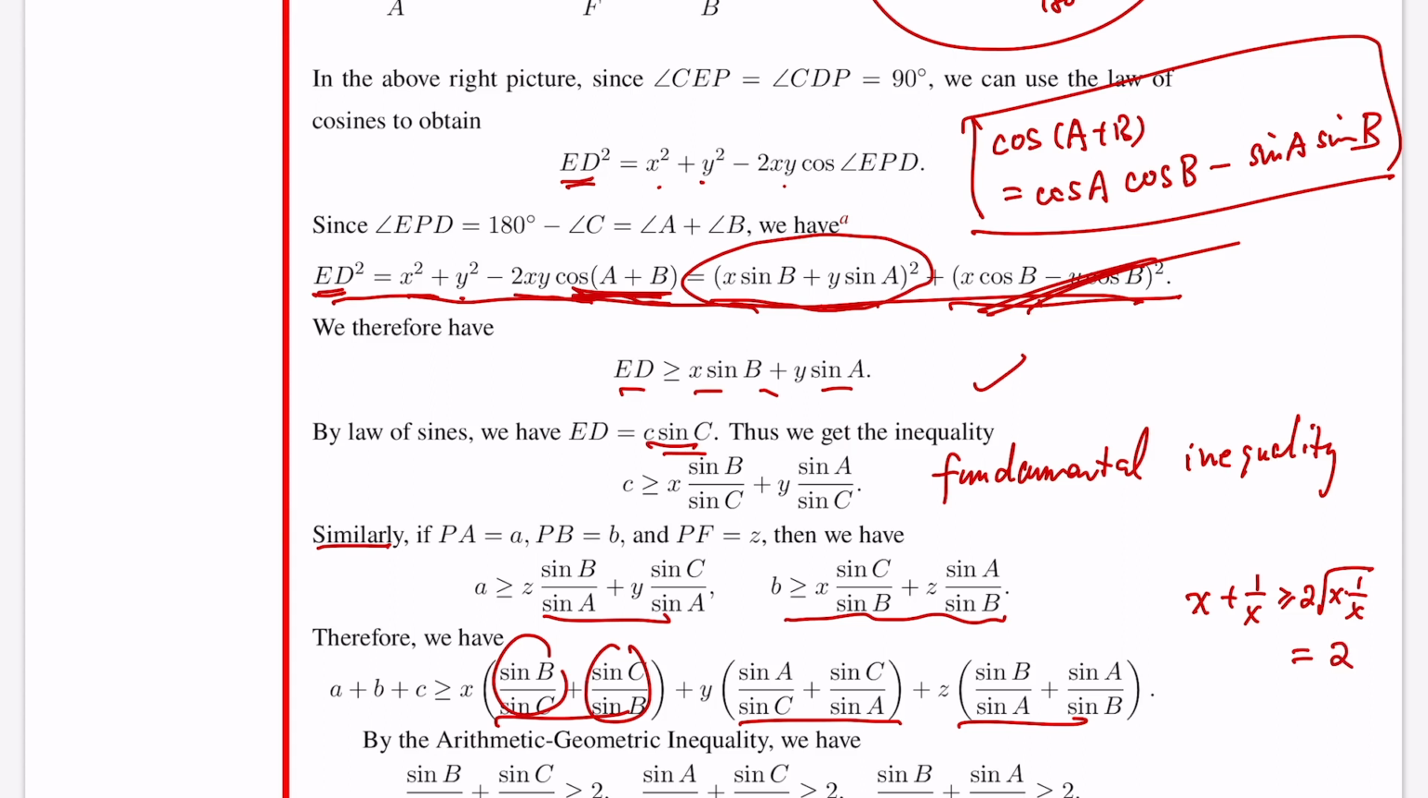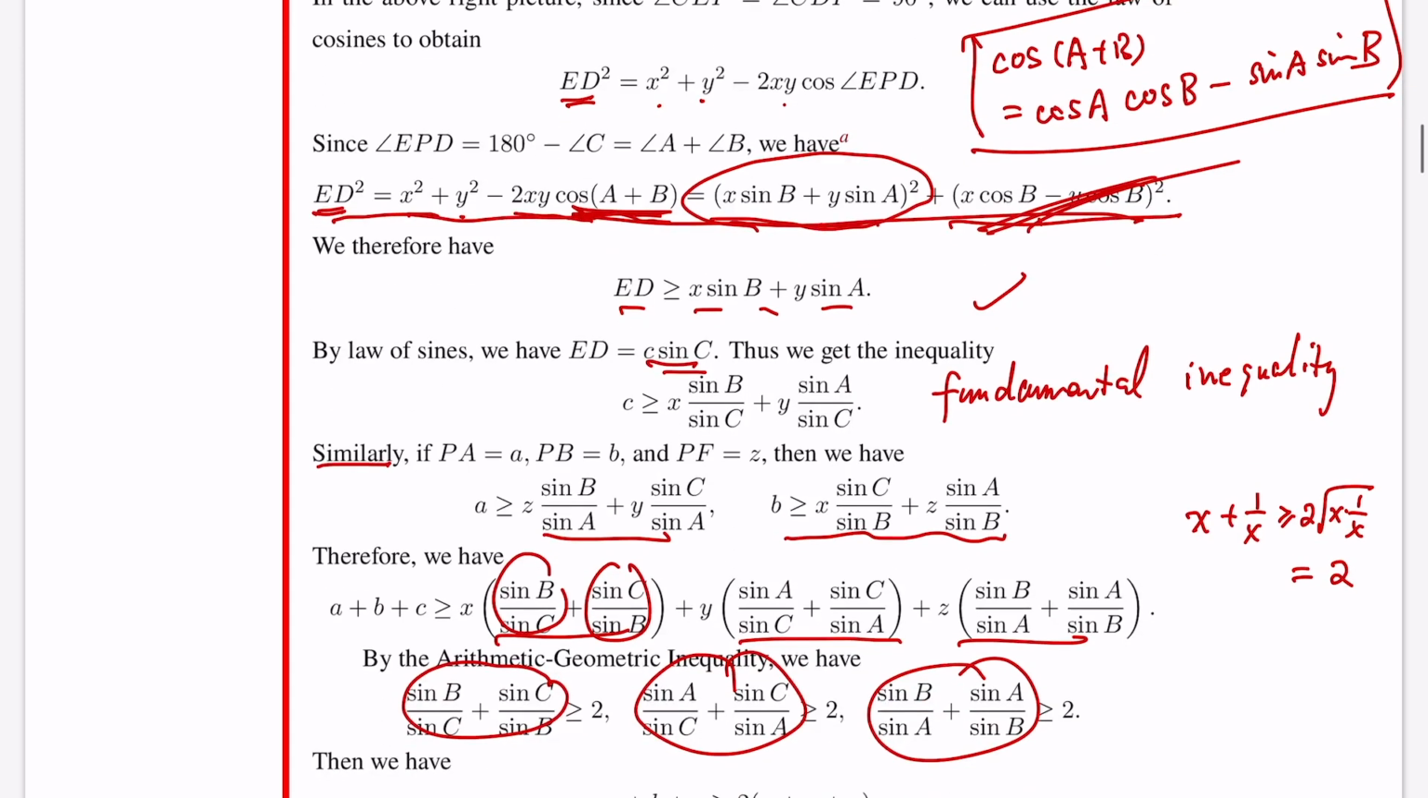Okay, so these numbers, these expressions are all bigger than or equal to 2. And then we get the inequality. So that's using the trigonometry that gives us the quickest way to prove it.